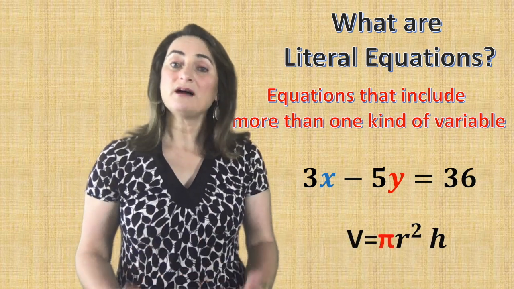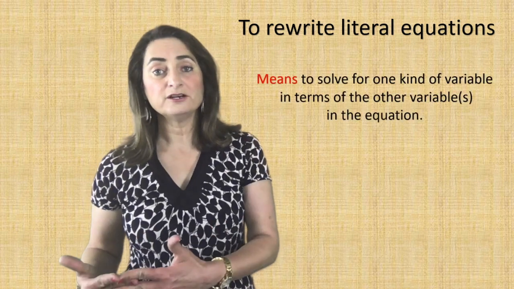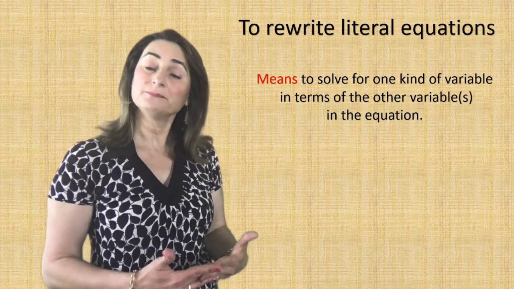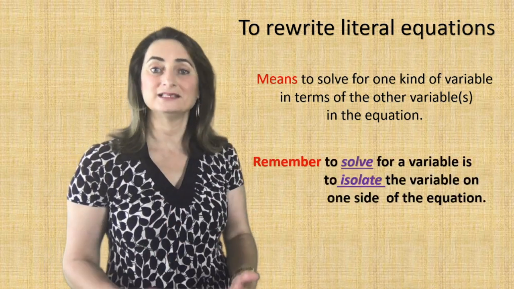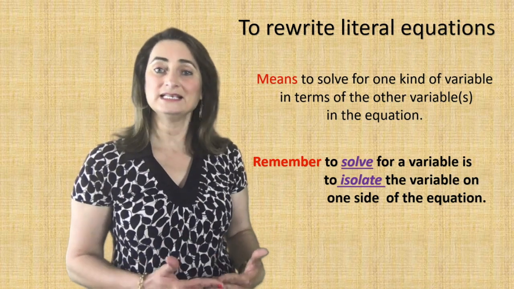So to rewrite literal equations means to solve for one kind of variable in terms of the other variables. And for you to remember, to solve for a variable means to isolate the variable to one side of the equation. Let's see how this works.